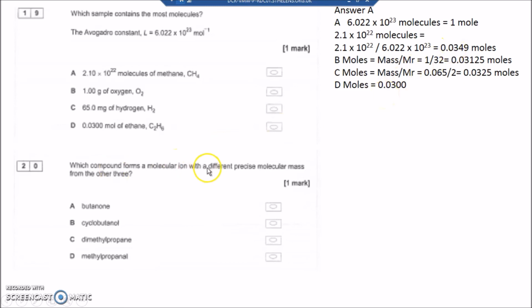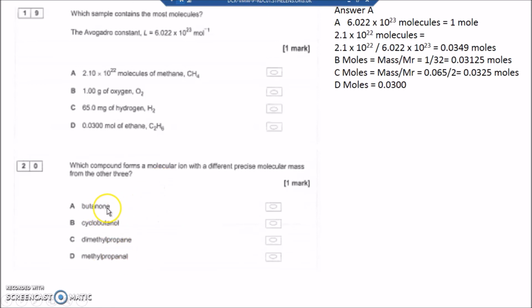Which compound forms a molecular ion with a different precise molecular mass from the other 3? Well, in a mass spectrometer, you take the particle and you remove an electron from it with something called an electron gun, and then that forms a molecular ion. In other words, it's the molecule that's got a plus charge on it. It's had an electron removed from it. And then you can measure the mass of that ion. So it's saying if each of these were made into plus ions and the mass of each of these molecules were measured in a mass spectrometer, which would be the largest.